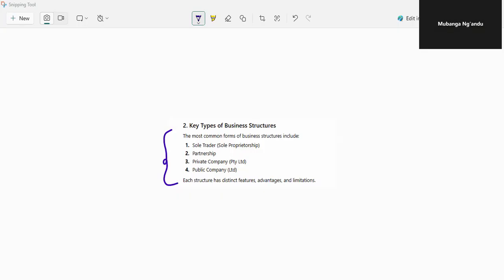So what advantages are there in this type of business? It's easy to set up. You have full control; there's no need to consult anyone. You maintain and retain all the profits, you don't share with anyone. And it's flexible. You can change the direction, or close the shop. There's limited bureaucracy. What are the disadvantages of this kind of business?